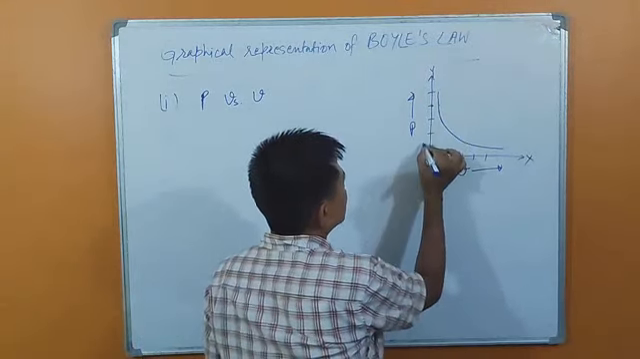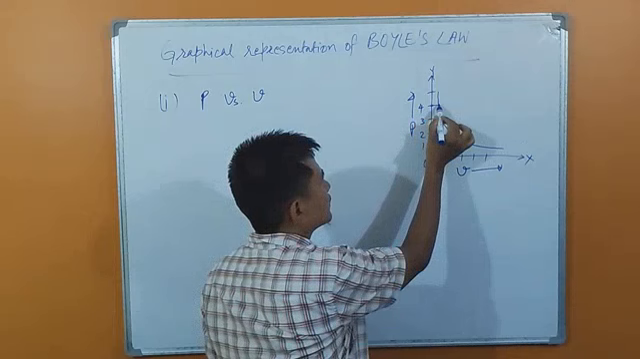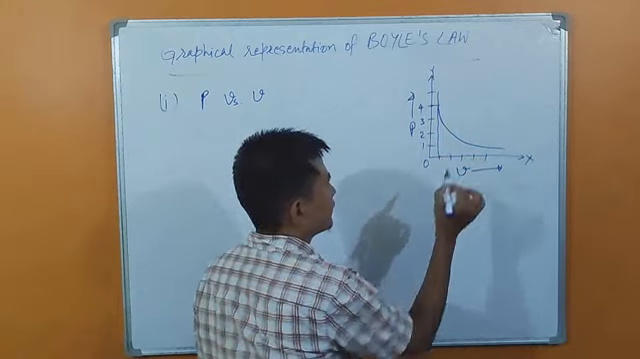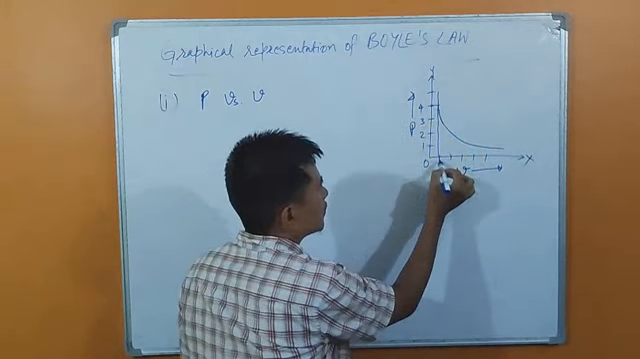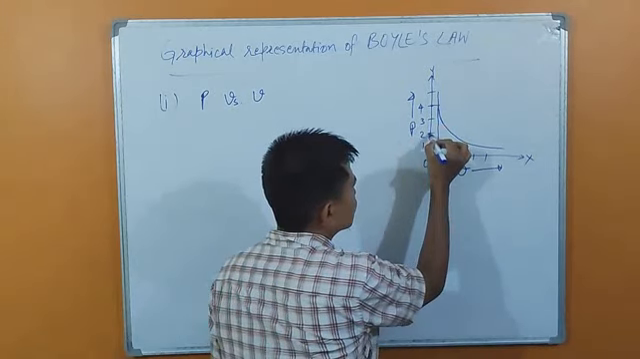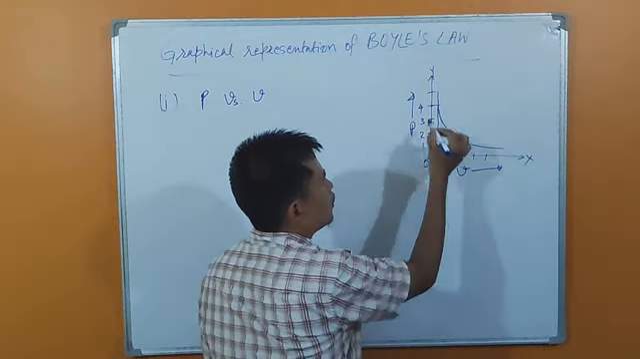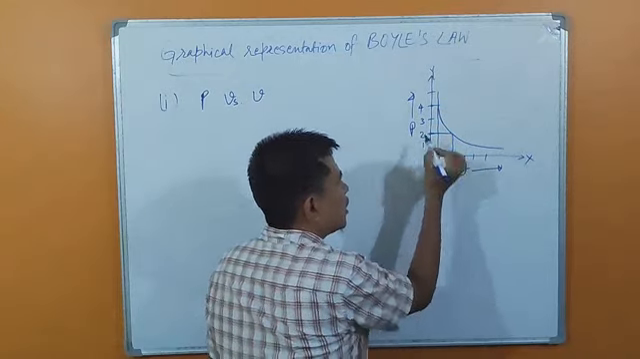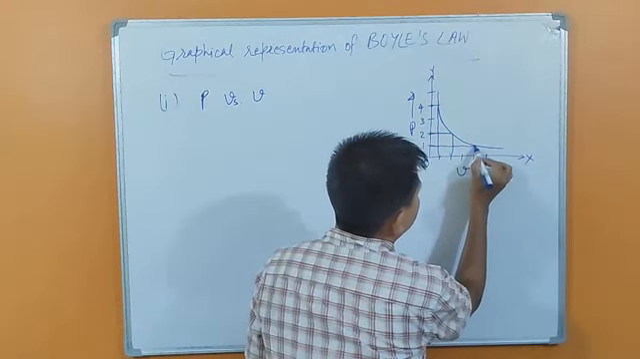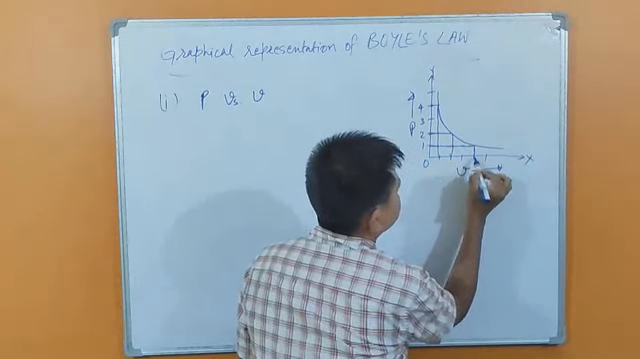When the pressure of the gas was 4, if you draw a straight line down, you get a volume of 1. When pressure was 4, volume was 1. Now when you reduce the pressure to 2, the volume increases to 2. When you reduce the pressure, volume increases. When you further reduce the pressure to 1, the volume further increases to 4.